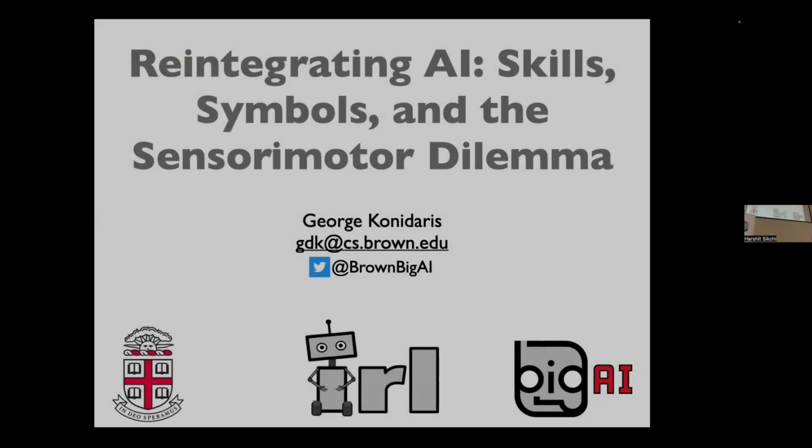All right. Yeah, it's my pleasure to introduce George. He's an associate professor of computer science at Brown University, directing the Intelligent Robot Lab. His research focuses on building intelligent, autonomous, general-purpose robots through abstraction hierarchies for planning. He's made key contributions to state abstraction and hierarchical reinforcement learning. And actually, I feel like my work has been super inspired by a lot of his stuff. So it's really a pleasure to be able to have him and hear him talk. And so, yeah, he'll be presenting on reintegrating AI, skills, symbols, and the sensorimotor dilemma.